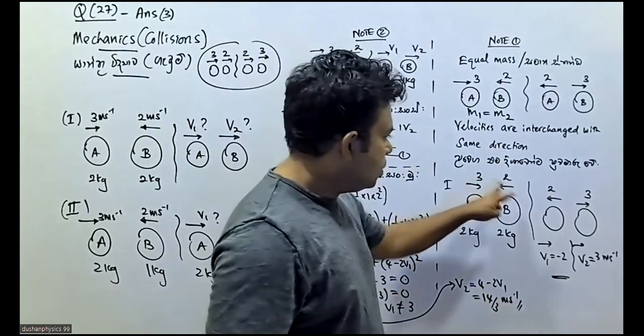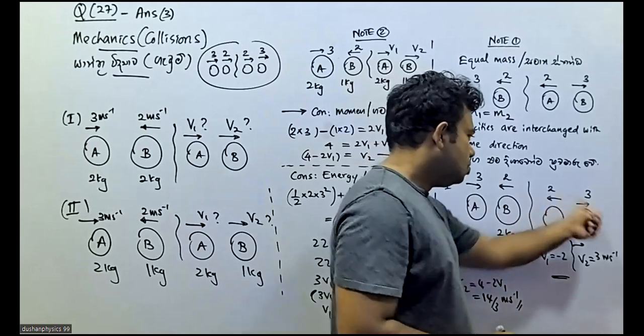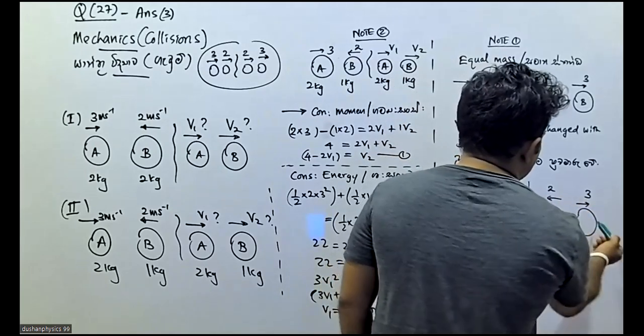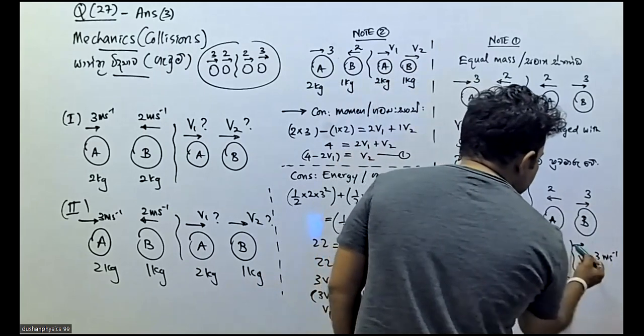So with equal masses, it becomes left hand side 2 for A, right hand side 3 for B. But they are asking for the velocities in this direction.